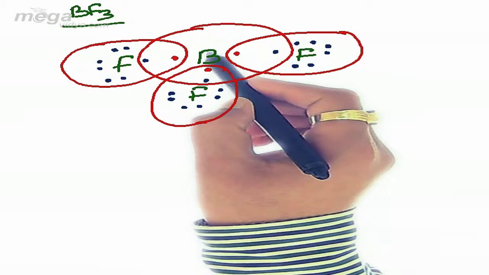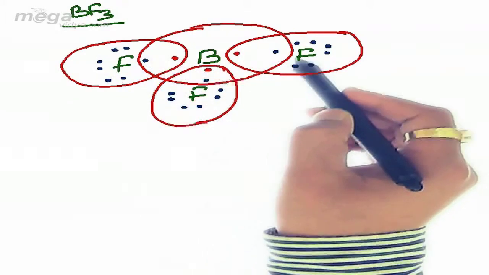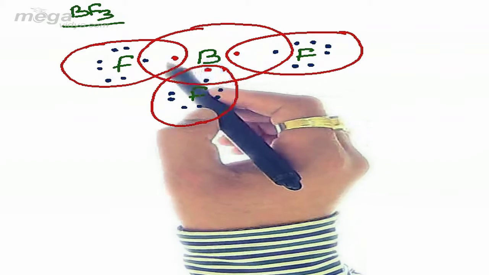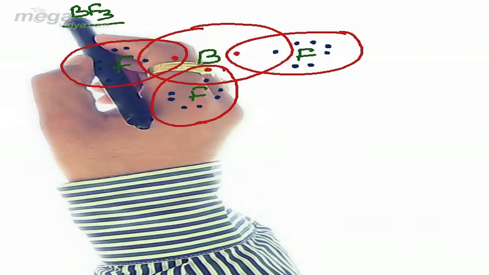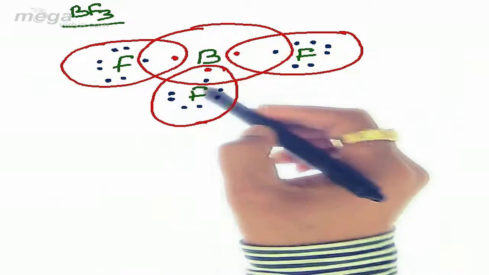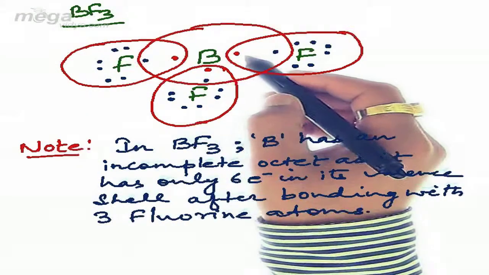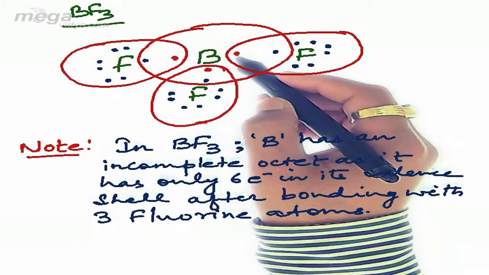But boron was having only 3 electrons in its valence shell. It is undergoing sharing of 3 electrons from 3 fluorine atoms. So total boron has got 6 electrons. So in BF3, the octet of fluorine is complete, but that of boron is incomplete. That means only boron has got 6 electrons in its valence shell. So after bonding with 3 fluorine atoms, boron has got a total of 6 electrons. Means to complete the octet, it requires 2 electrons more, means a lone pair.